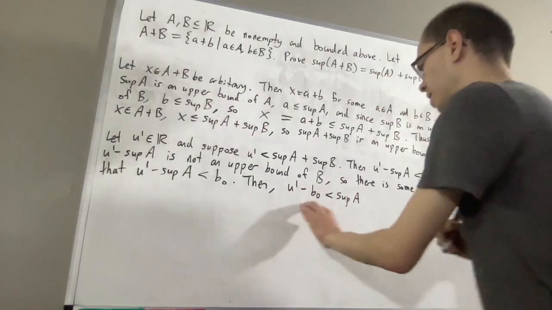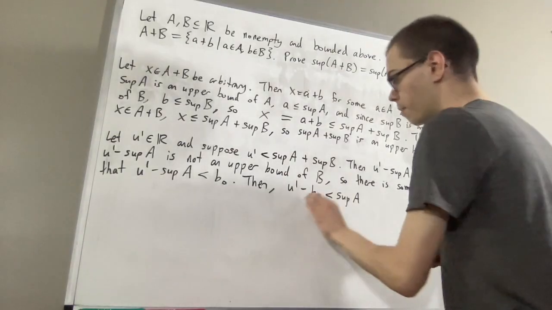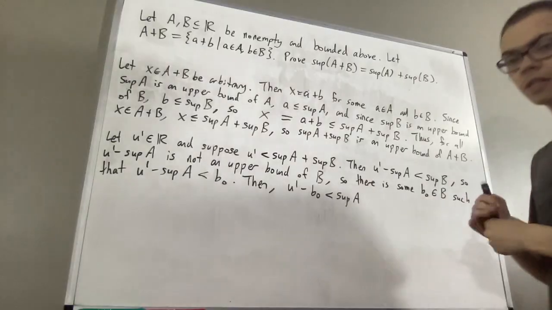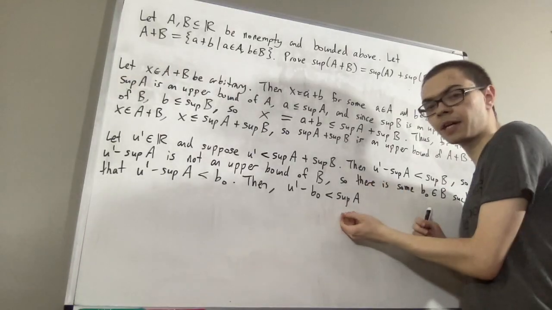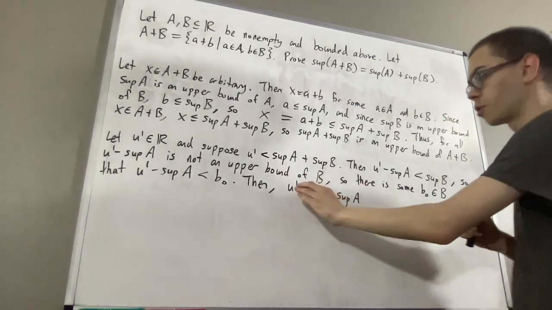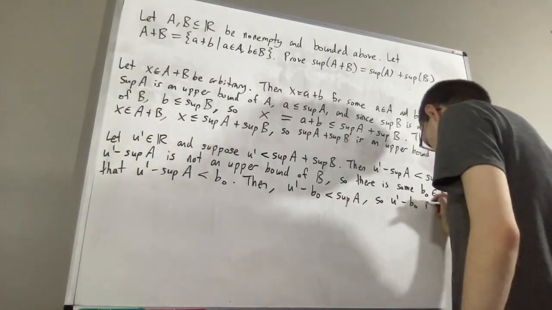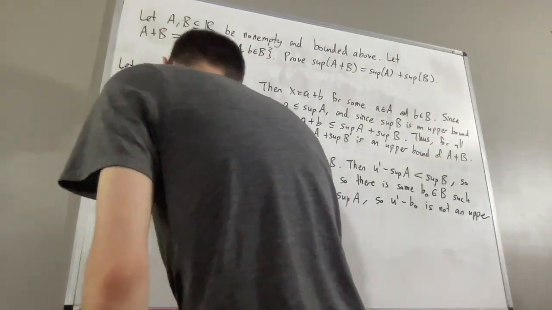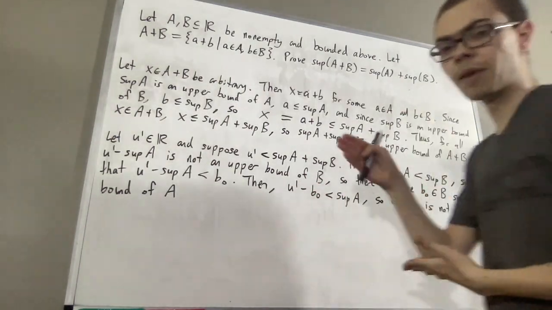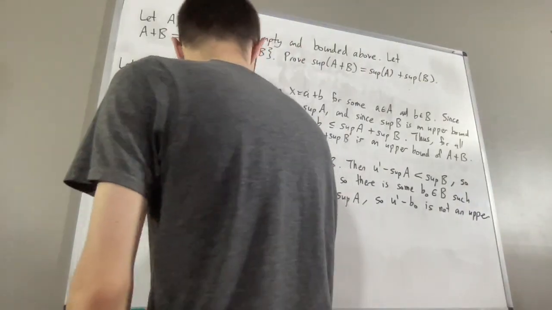You get u prime minus b naught is less than the supremum of a. So what we see here is u prime minus b naught is strictly less than the least upper bound of a. Anything smaller than the supremum of a is not an upper bound of a, by definition of the supremum. So in particular, u prime minus b naught is not an upper bound of a. Which means u prime minus b naught must be strictly less than some element of a. I'll call it a naught.